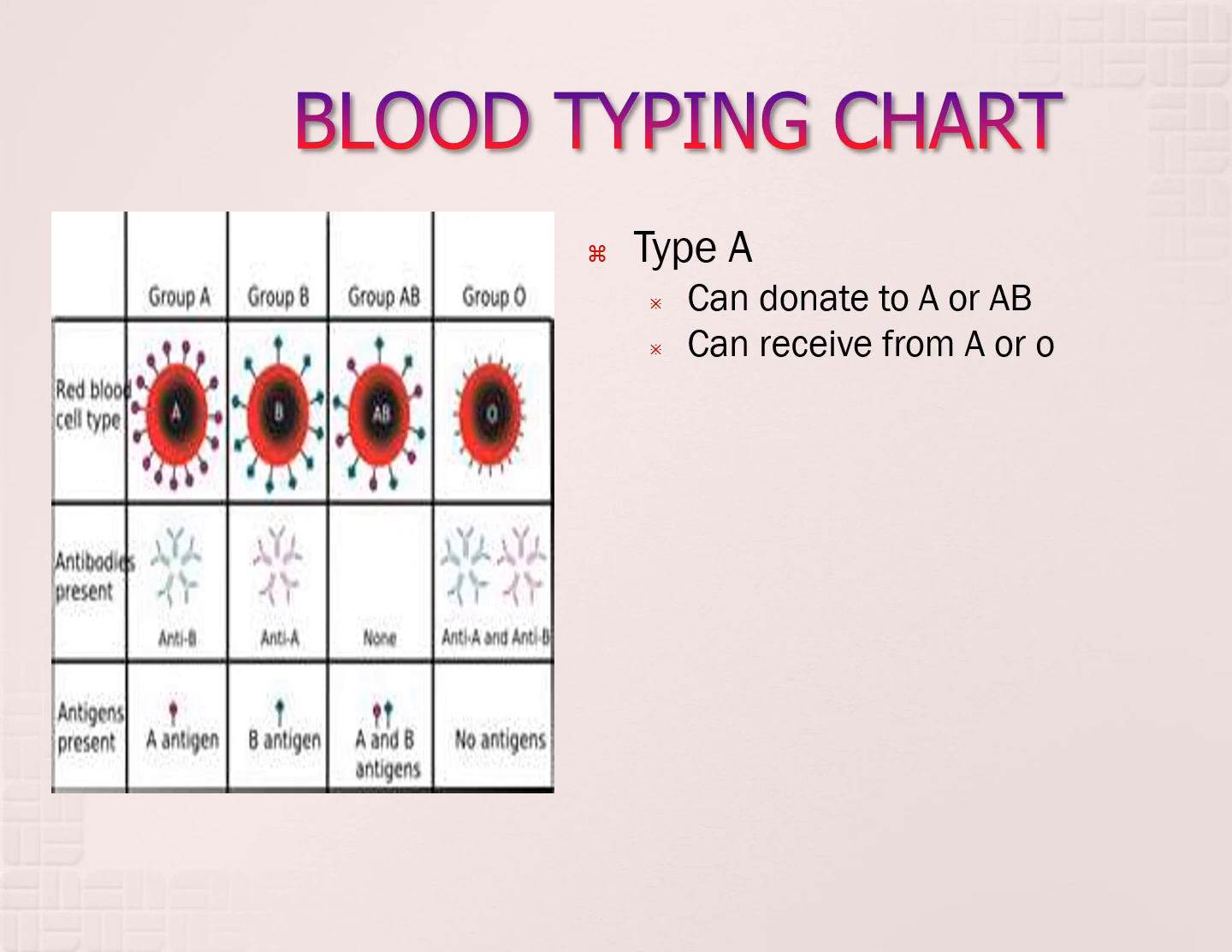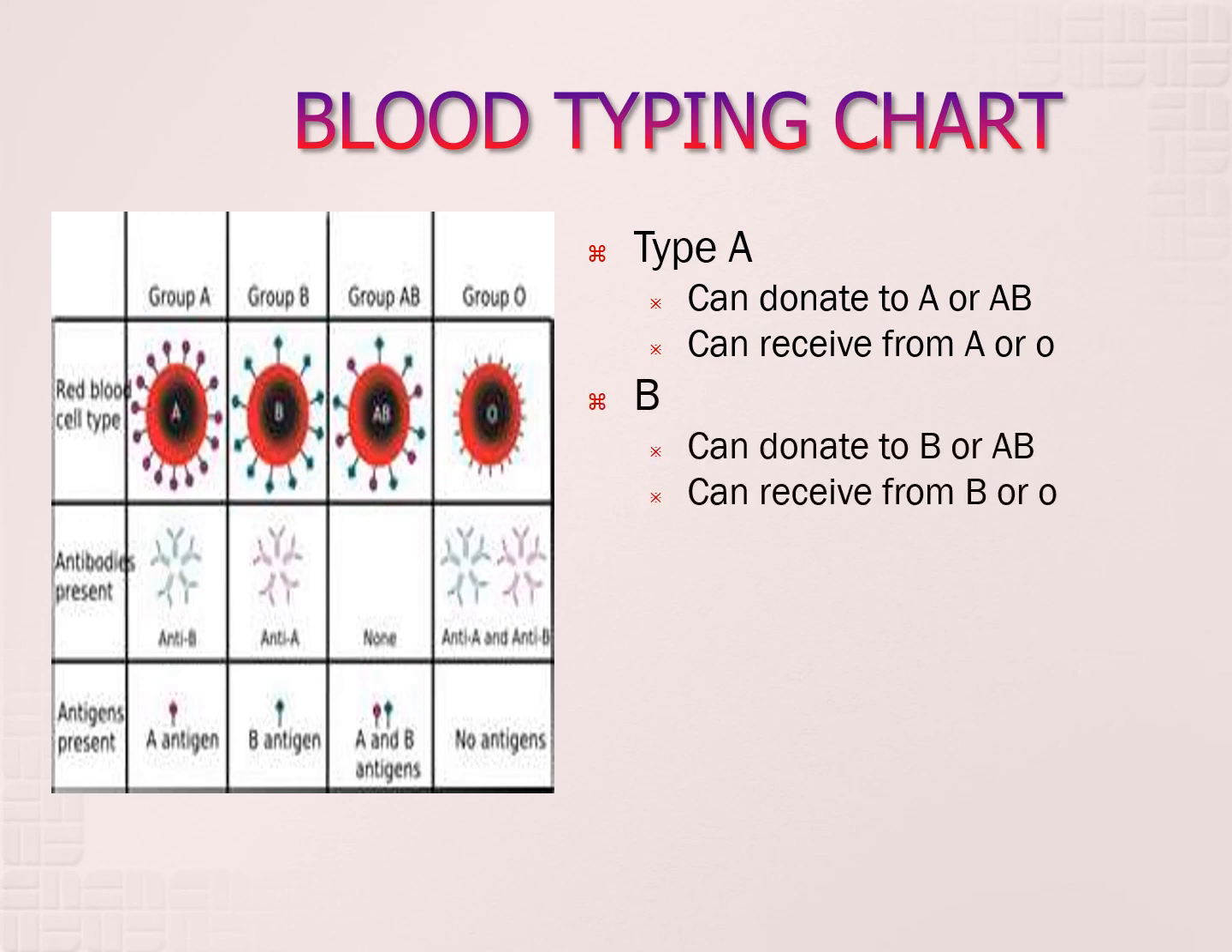But notice A can get from A, but A cannot get from AB. If A blood was red water, and I added purple water to the red water, it turns purple. So even though A can give to AB, AB cannot give to A. O would be like plain water. If I have A blood, which is red water, and I add some plain water to it, it's still red. So type A can donate to A or AB, but it can receive from A or O.